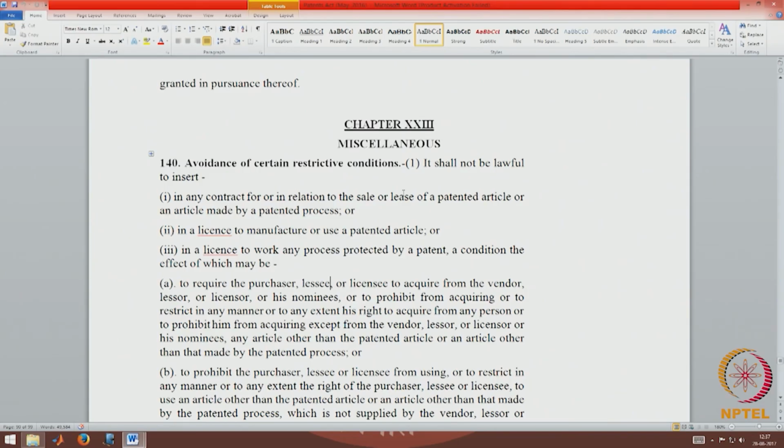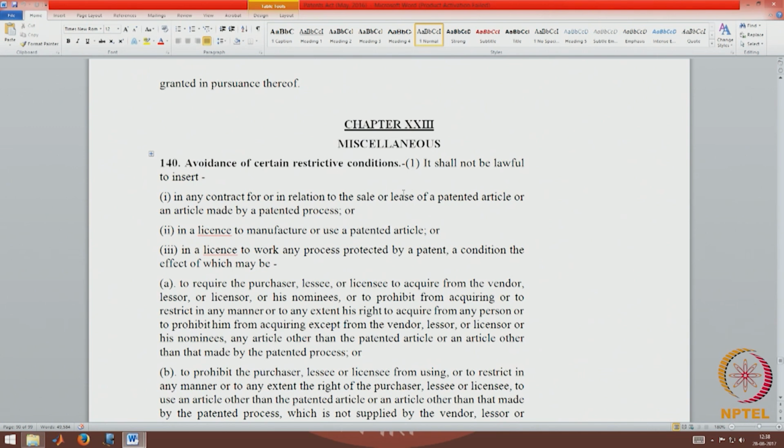The Patents Act has certain miscellaneous provisions. Miscellaneous provisions are provisions that do not fit into any of the earlier chapters. So, they had to be collected in a separate chapter. You will find chapter 23, which deals with miscellaneous provisions. There are a wide variety of things that are collected under this chapter.